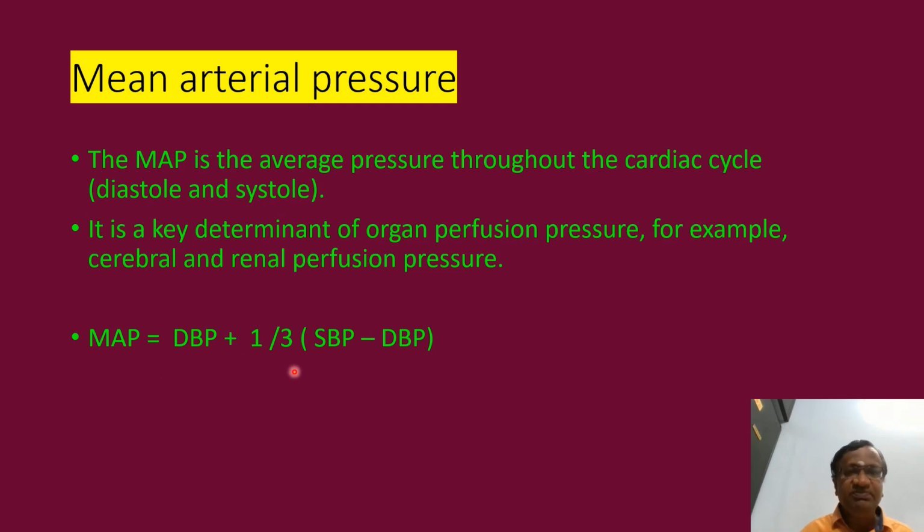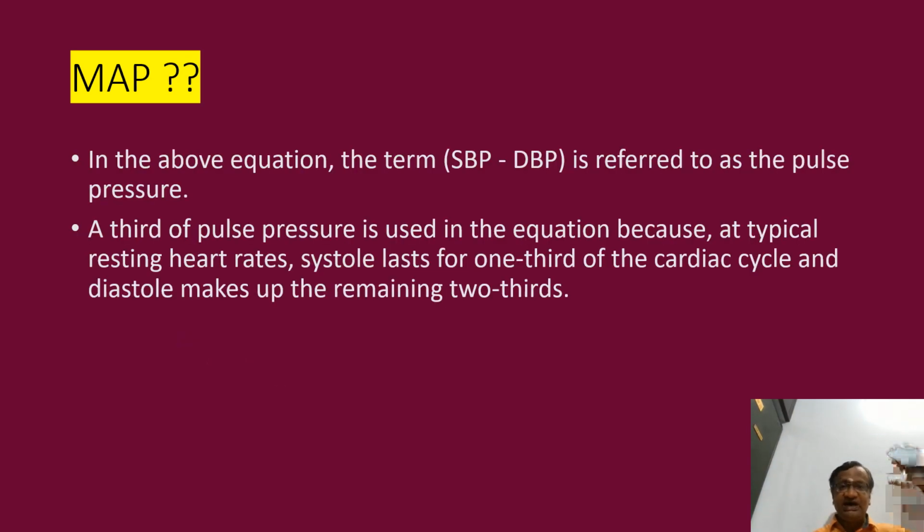So MAP is diastolic blood pressure plus 1/3 of the difference to systolic. Now diastolic is 80. 1/3 of 40 is around 13. So 80 plus 13 is 93. You can also calculate in a different way, with 1/3 of pulse pressure. Why? Because at a typical resting rate, systole is 1/3 of the cardiac cycle and diastole is 2/3. That is why we are doing this 1/3 business.